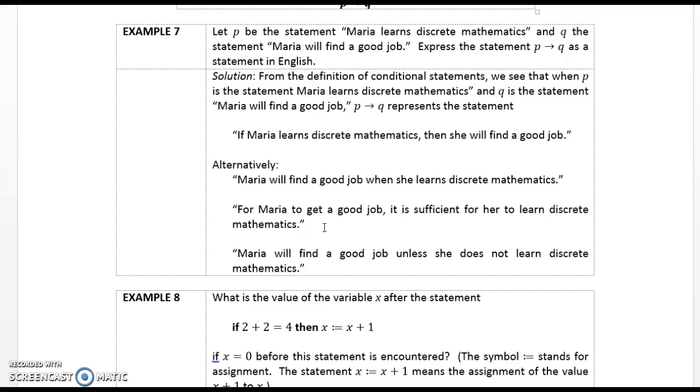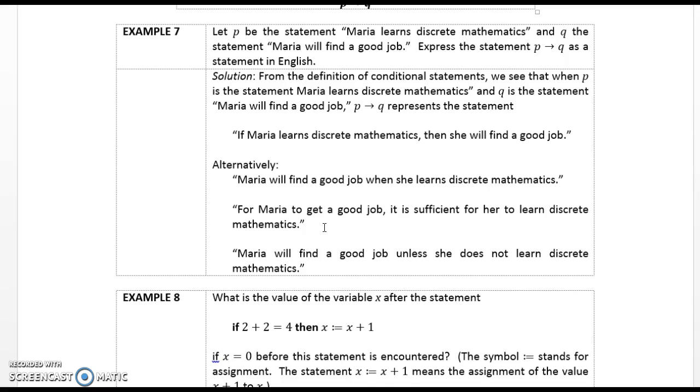Solution. From the definition of conditional statement, we see that when P is the statement "Maria learns discrete mathematics" and Q is the statement "Maria will find a good job," P implies Q represents the statement "If Maria learns discrete mathematics, then she will find a good job." Alternatively, we can say "Maria will find a good job when she learns discrete mathematics."